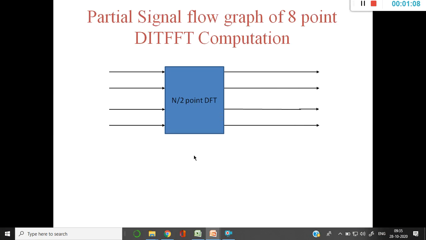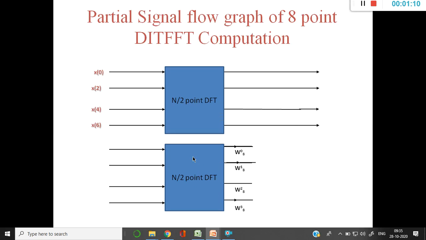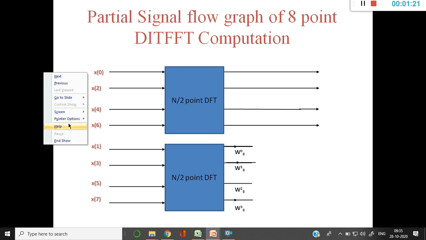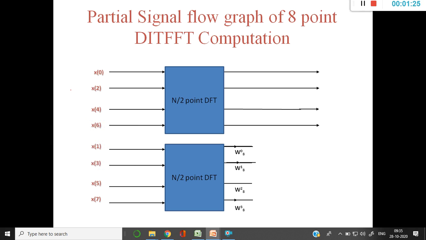This was the discussion in the last class. The x of n sequence will be there. The sequence of the x of n signal is divided into an even signal and an odd signal. So this is x of 0, x of 2, x of 4 and x of 6, and this part is the even signal of x of n.